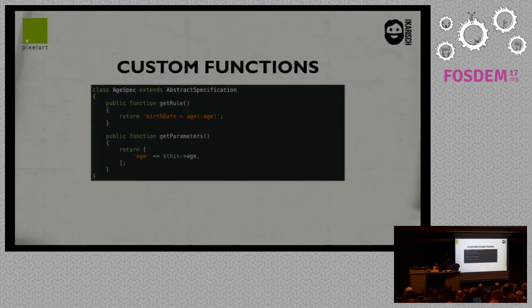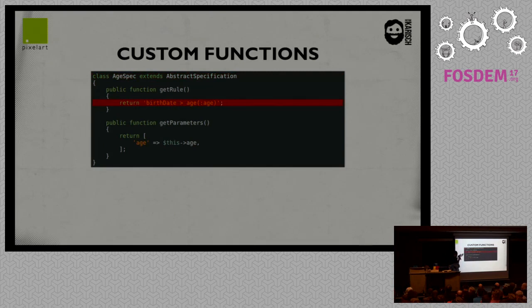Another cool feature of rulers are custom functions. In this case, I created an age specification, where the rule is birth date is over age, and age is a parameter supplied. So I want to do it simple.